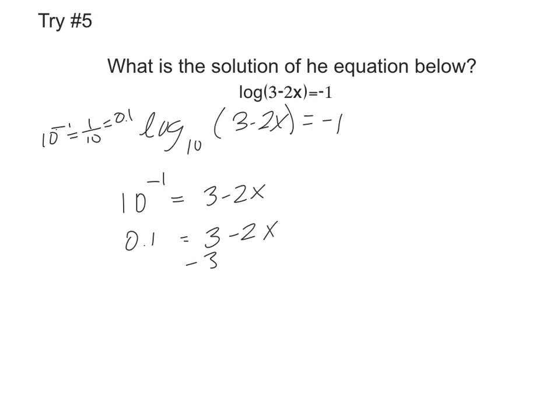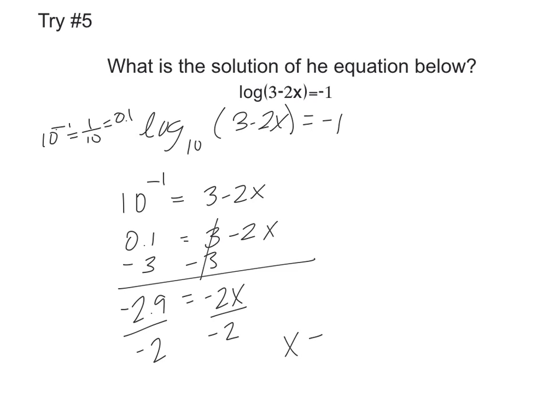If I subtract 3, and I throw that in my calculator, 0.1 minus 3 is going to be negative 2.9 equal to negative 2x. We're then going to divide by negative 2. So finally, x will equal 1.45.